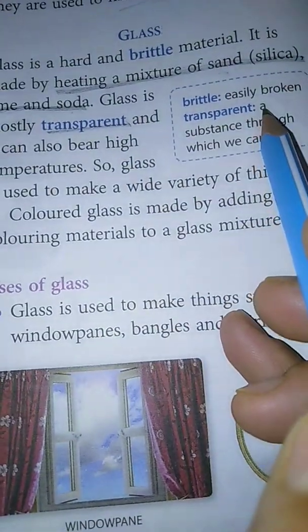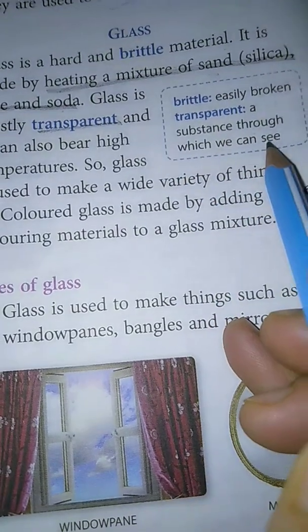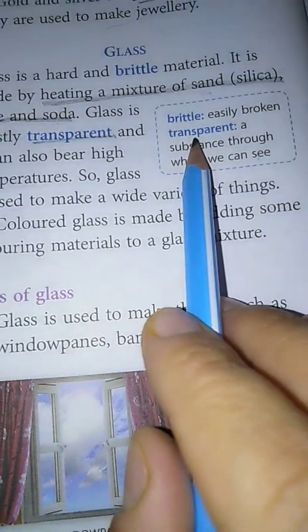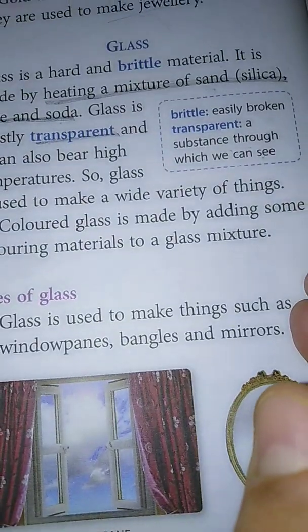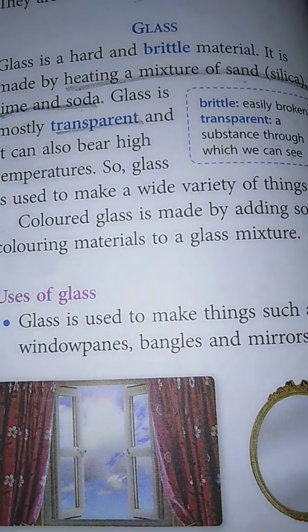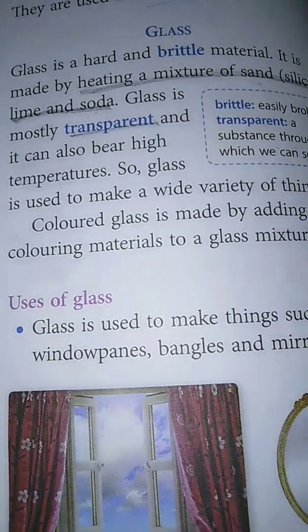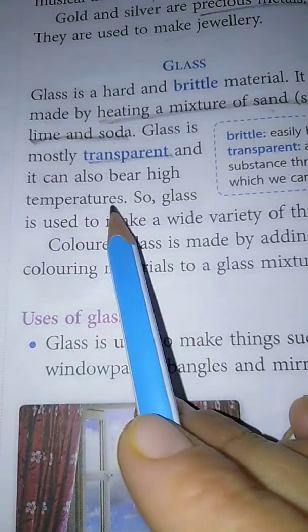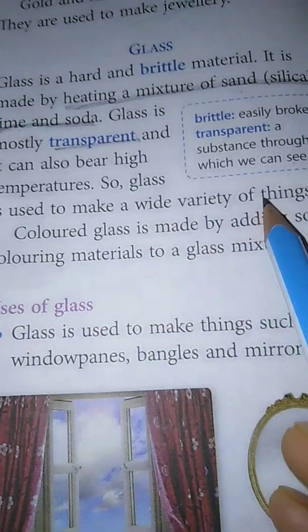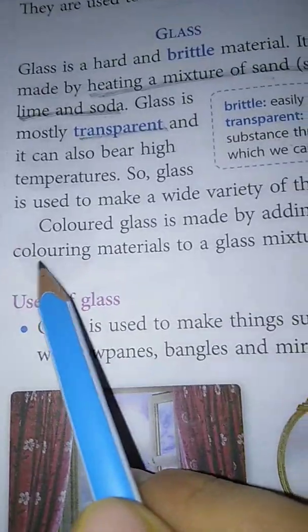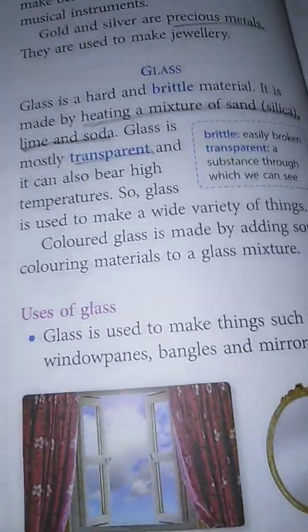It is mostly transparent. Now what is transparent? A substance through which we can see. Transparent means a substance through which we can see, like the glass used to make windows, we can see through them. They are transparent, and glass can also bear high temperatures, so it is used for making a variety of things. Colored glass is made by adding some coloring materials to a glass mixture. Now let us see some uses of glass.